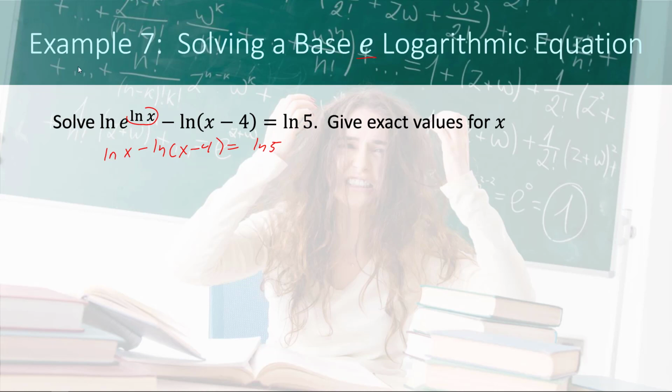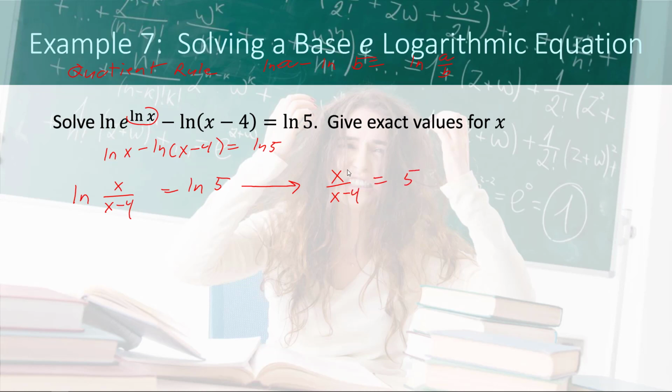Here we want to take advantage of the quotient rule. And that states that the natural log of a minus the natural log of b is going to be equal to the natural log of its ratio, a over b. So we can apply that here, and that will give us that the natural log of x over x minus 4 is equal to the natural log of 5. Now we can take advantage of our property of exponents, because if this is true, then it follows that x over x minus 4 is equal to 5.